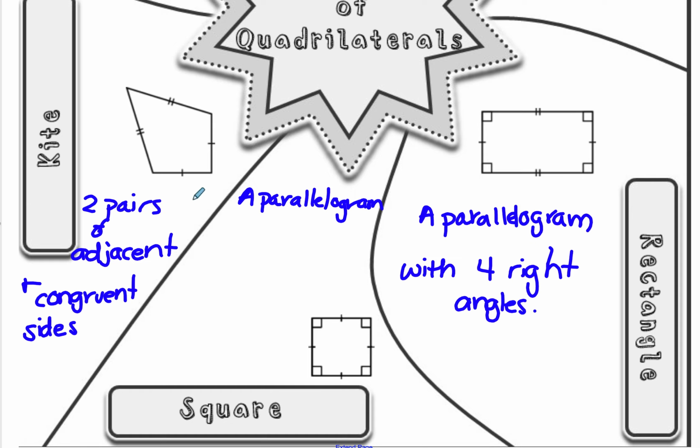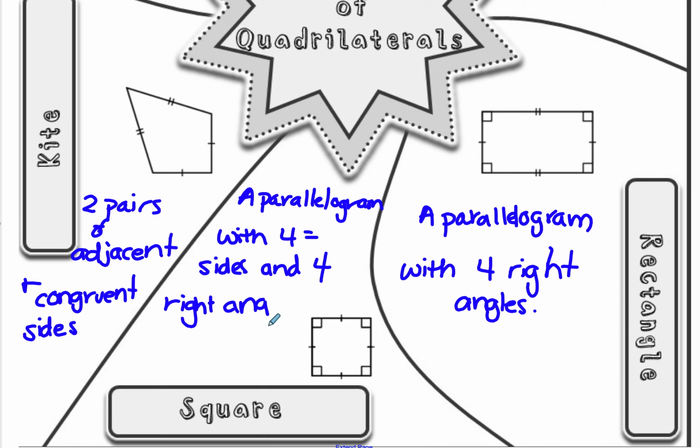With four equal sides and four right angles. So square is a parallelogram. The equal sides make it a rhombus. The four right angles make it a rectangle. So this is a rectangle, a parallelogram, and a rhombus, as well as being a square.